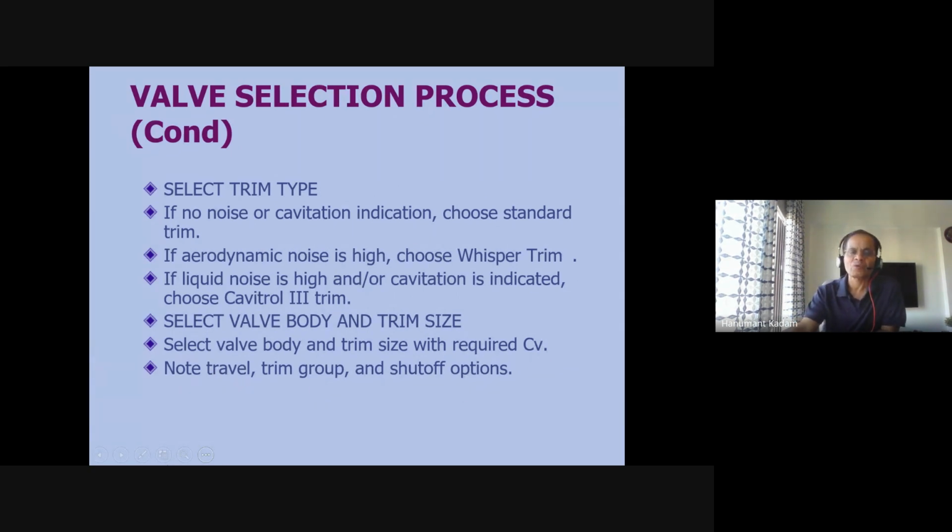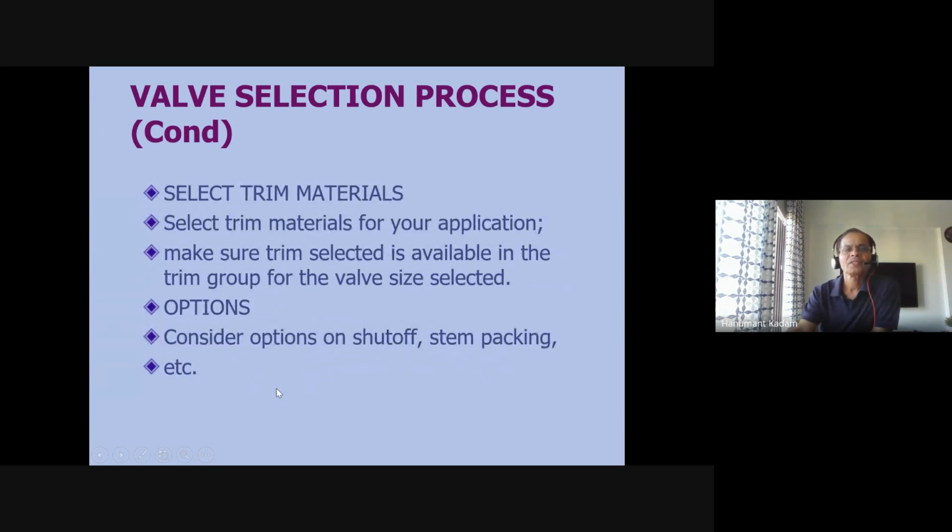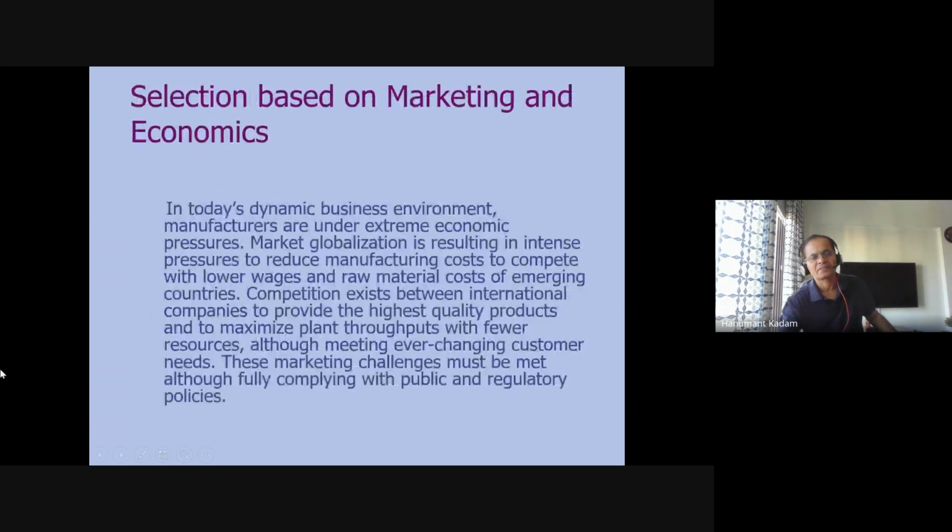These are available nowadays, as I told, in the software also. Select the trim materials for your applications. Material of construction is very important. Make sure the trim selected is available in the trim group of the valve size selected. So you will get the selected valve, and then accordingly in the software you will get the trim options, and consider the options for shut off, stem packing, etc.